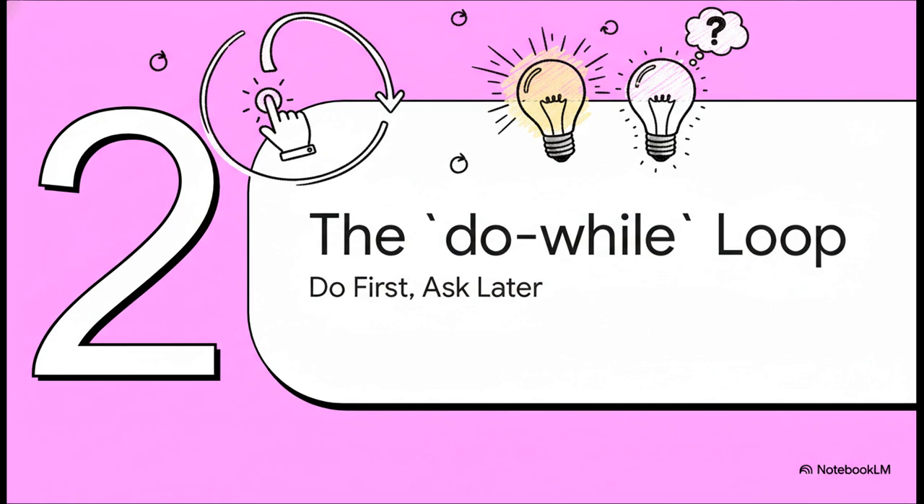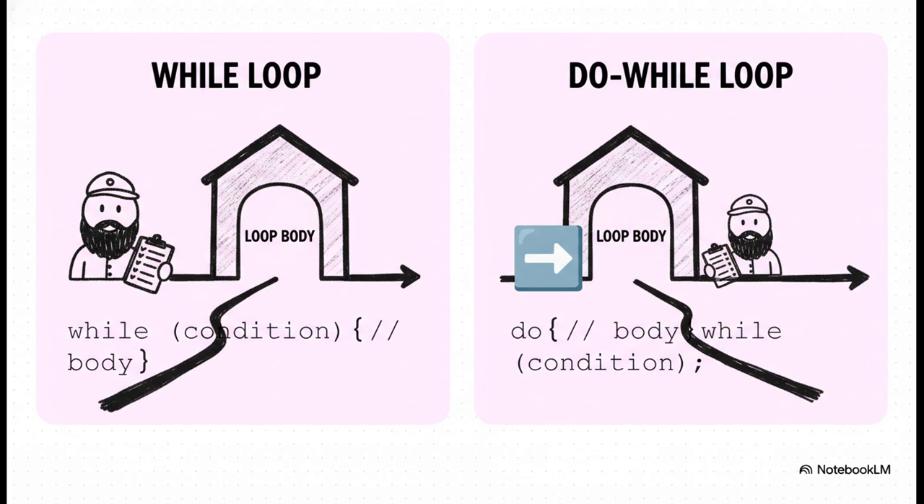Okay, next we have the do-while loop. And this one has a totally different attitude. This is the do it first, ask for permission later loop. Just look at them side by side. The while loop on the left has the condition right at the top. But look at the do-while loop on the right. You've got the do keyword, then the code block, and the while condition is way down at the bottom.